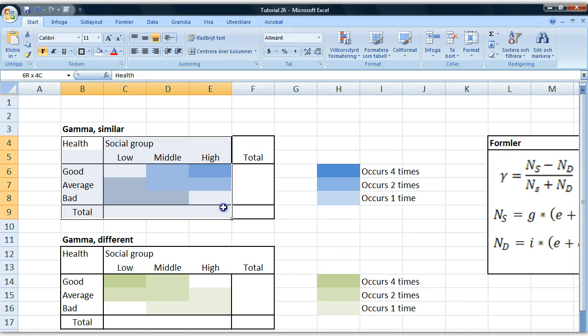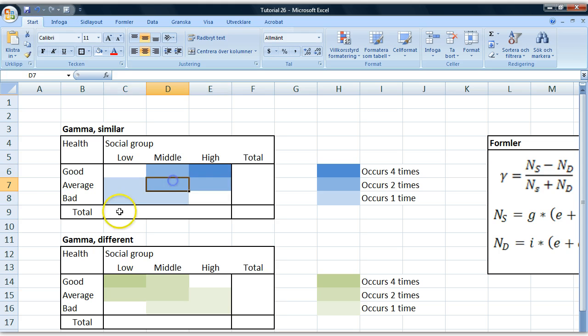In this frequency table, we're showing the similar parts of the formula, and I've highlighted this by different colors depending on how many times the cell occurs in the formula. So what we're doing here is moving up from the lower left corner to the top right corner, and when you look at these categories, that means you're comparing similar pairs. So we have in this cell frequencies that have a low value on health and a low value on social group, so you would say they are similar. And meanwhile, up here at the top we have high values on the x variable and high values on the y variable, so we call them similar for that reason.